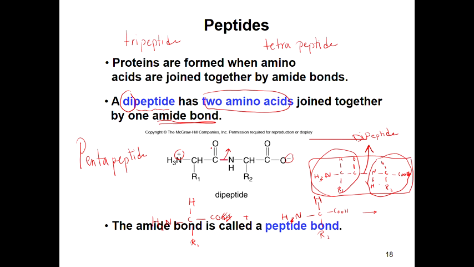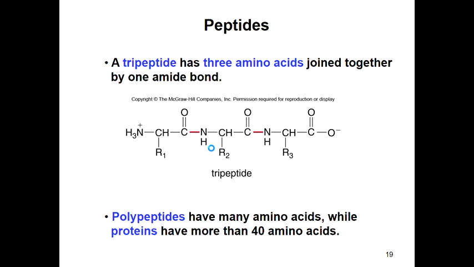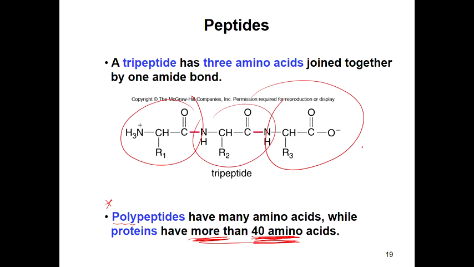Right now, I'm going to talk about proteins. Guys, proteins. Polypeptide means many. We call them proteins if we have more than 40 amino acids. So, dipeptide, tripeptide, tetra, penta, hexa, hepta, octa, nona, polypeptide. If we can connect 40 amino acids, we call that proteins.